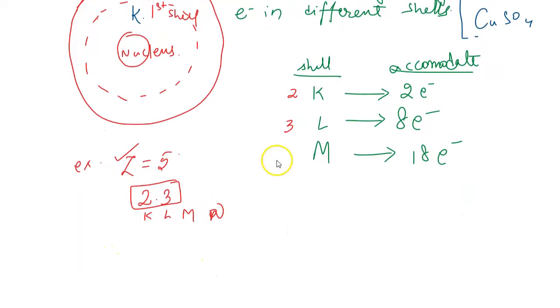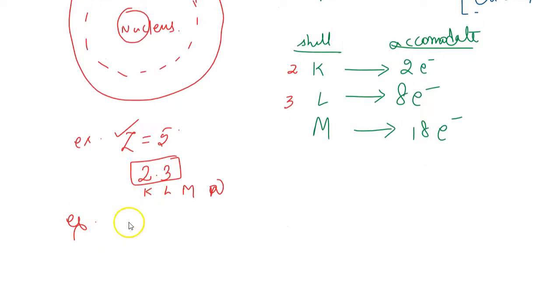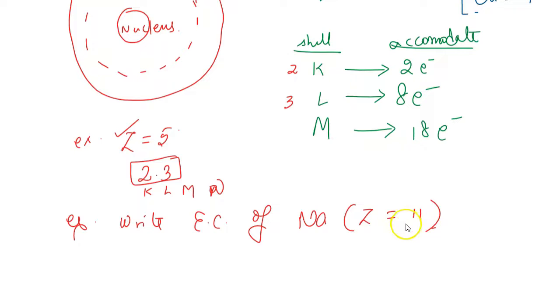Let us take another example. Let us say I want to write the electronic configuration of sodium. So for sodium, what is the atomic number? 11. So what will be the electronic configuration? 2, 8 and 1, right? Just add them. 11 protons, that means 11 electrons as well. So this is the electronic configuration.